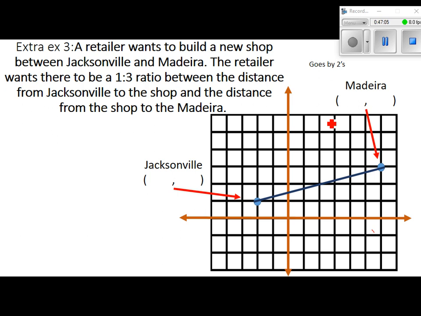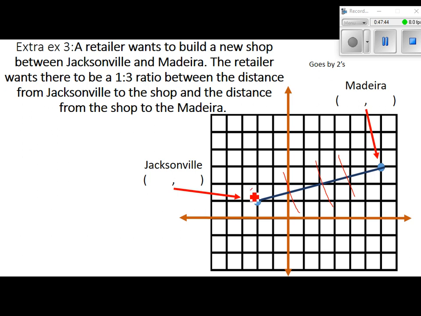A retailer wants to build a new shop between Jacksonville and Madeira. The retailer wants there to be a 1-to-3 ratio between the distance from Jacksonville to the shop and the distance from the shop to Madeira. So they're going to build their shop in here. Let's just look at this, 1 to 3. How many parts are they splitting this up into? 4 parts, right? So how many times am I going to cut it? 3.